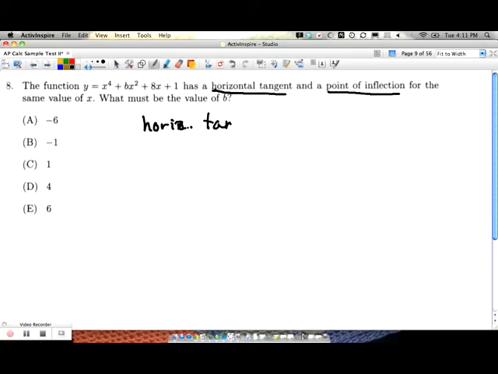what does that mean? That means that the first derivative equals 0. And point of inflection, what does that mean? Well, that means that there's a change in concavity. And if there's a change in concavity, that means that the second derivative is equal to 0. That being said, we can take this original function and we can find its first derivative and second derivative and see what they are and set them equal to 0 and solve backwards to figure out what b is.